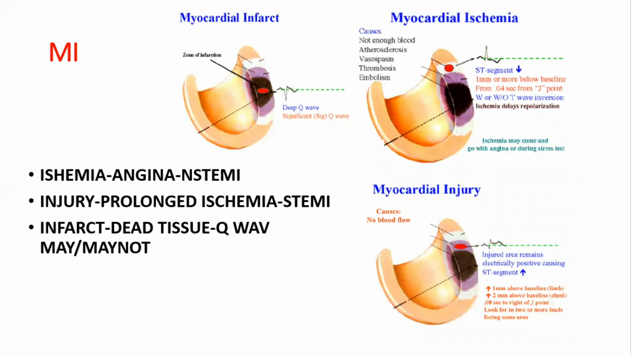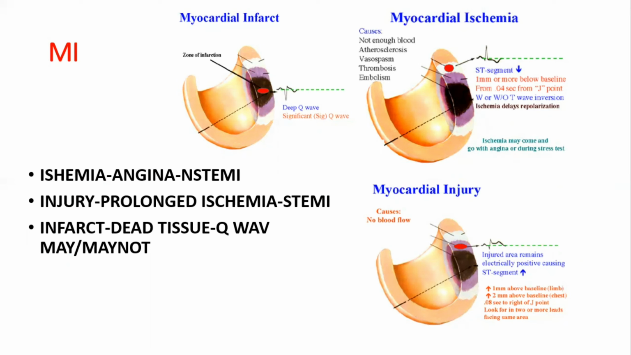Next, myocardial infarction. Myocardial ischemia is not enough blood flowing to heart muscle. So there is ST segment slight depression, 1 mm or more below the baseline, from 0.04 seconds from J point, with or without T wave inversion. Ischemia may occur and go with angina or during stress test. Ischemia is of the heart muscle and angina is the patient's complaint. It is non-ST elevated MI.